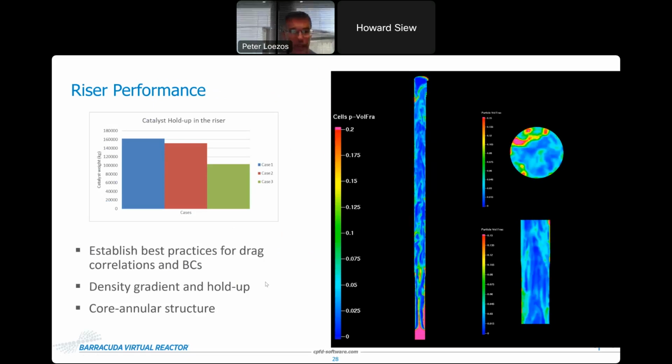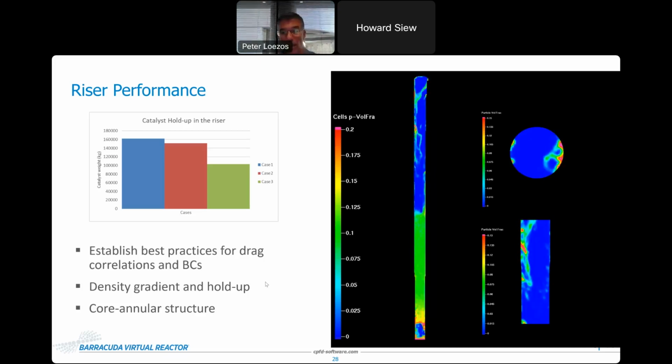So if you look at the plot at the top, here's a good example of this. I'm plotting catalyst weight or riser holdup, right? This is the catalyst weight in the riser for 3 different cases. These cases only differ by the choice of the drag model that we used. And what you see right away is that the prediction of catalyst holdup is going to be very sensitive to the choice of the drag model that you choose, right? In some cases, you can be up to 50% off.